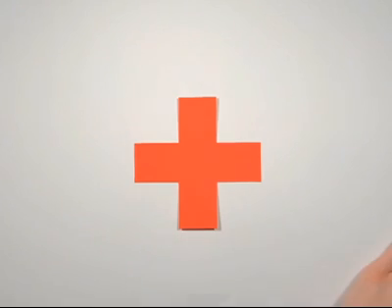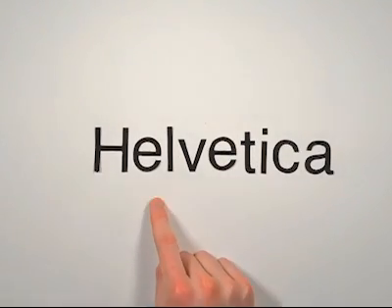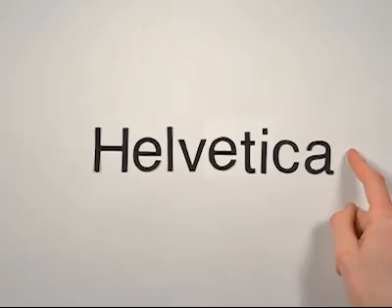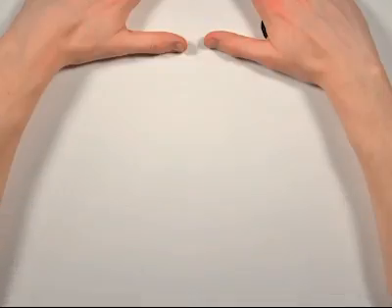The next major step in the world of sans serifs happened in Switzerland in 1957 with the introduction of Helvetica. It has simple curves and is available in many different weights, and some would call it the world's favorite typeface.